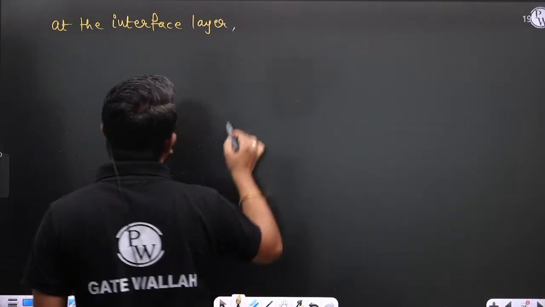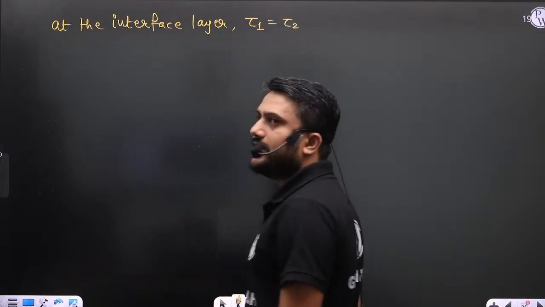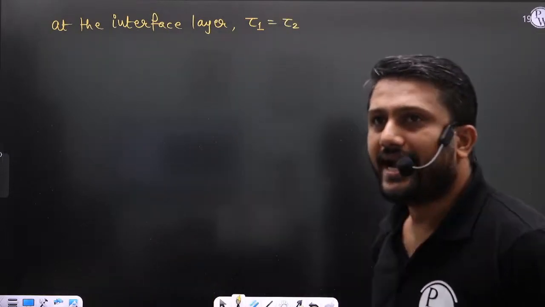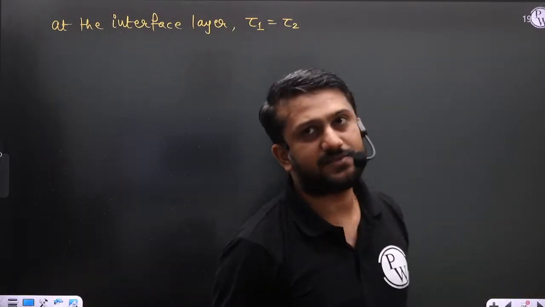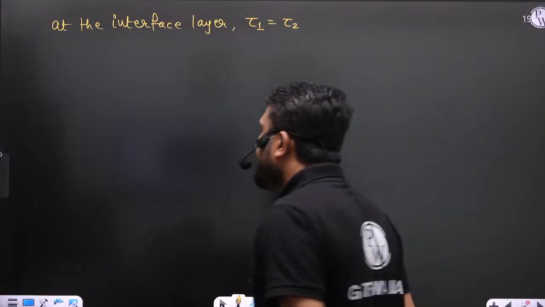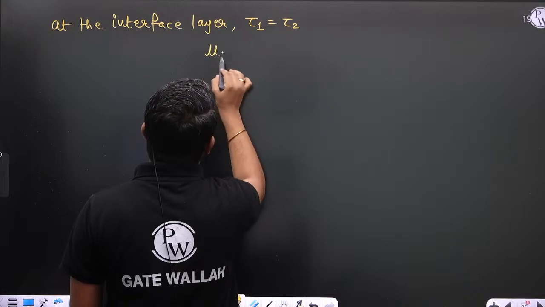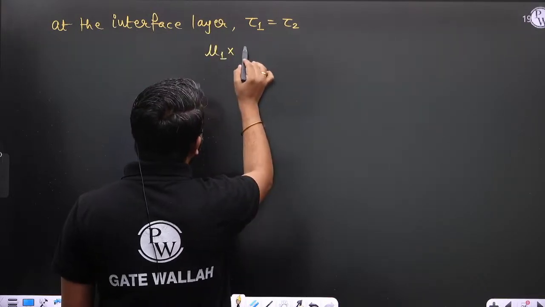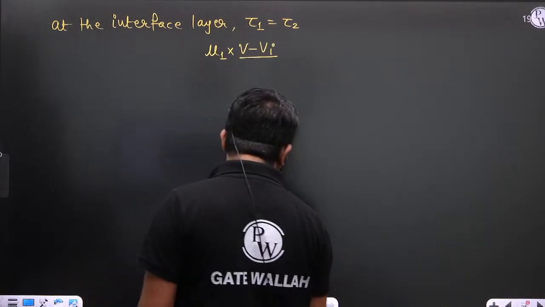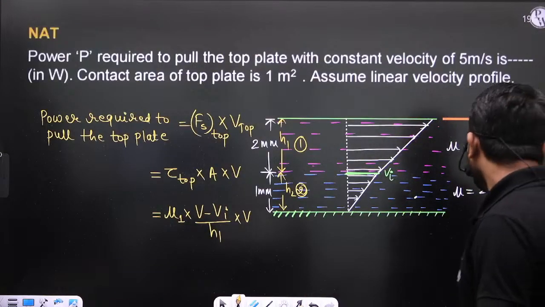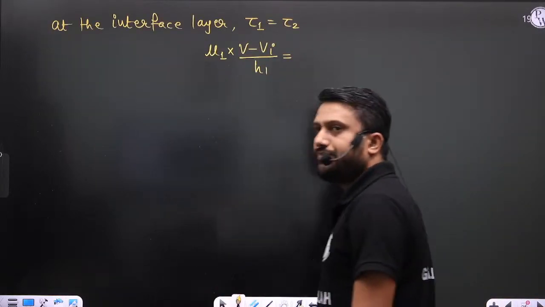layer, we can say tau 1 is equal to tau 2. I already explained this part. So what is tau 1? We can write this as mu1 into V minus Vi divided by H1, from Newton's law of viscosity.